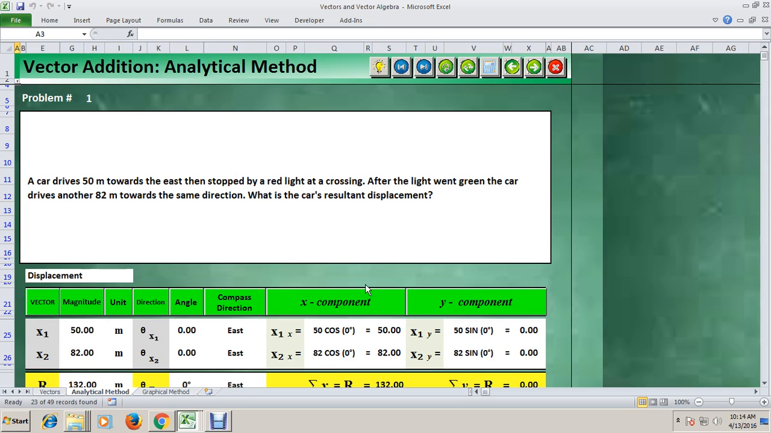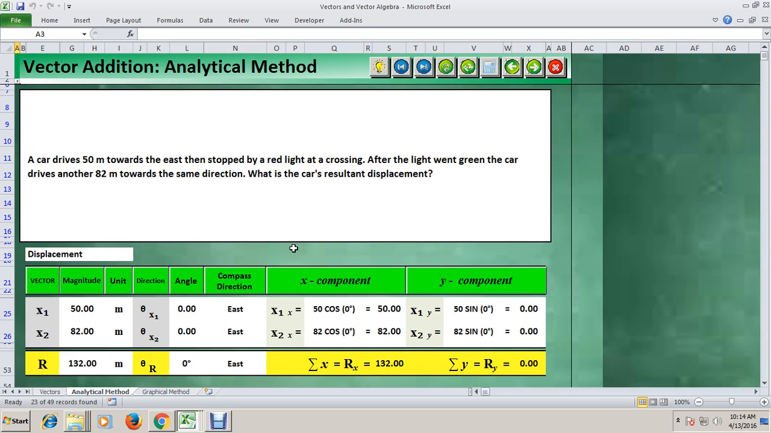Okay, so what we see in the table here is the description of the given vectors, but this time with the accompanying solution for the resultant vector. Our first vector is 50 meters. It is directed towards the east. Its accompanying angle would be 0 degrees. Our second vector is 82 meters towards the same direction as specified in the given problem. So therefore, they have the same direction, east, and the same angle, 0 degrees.